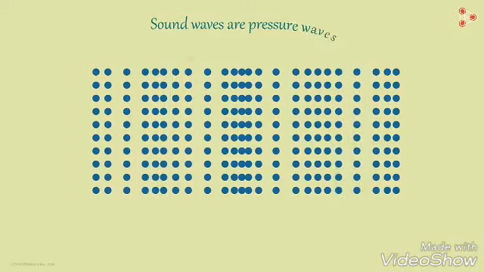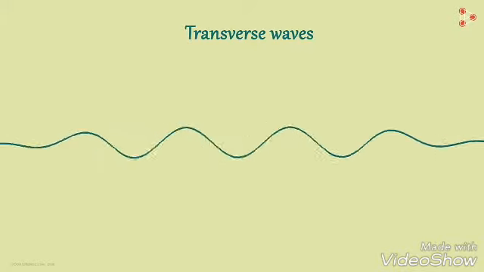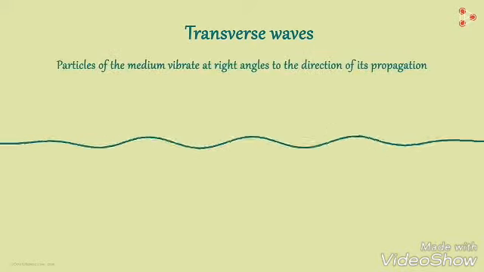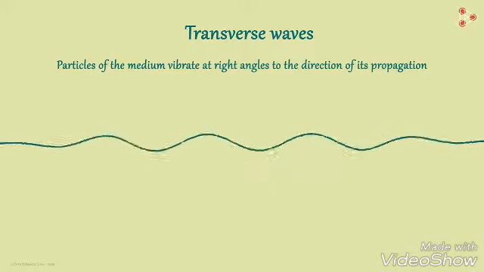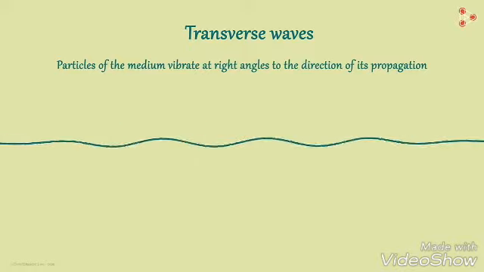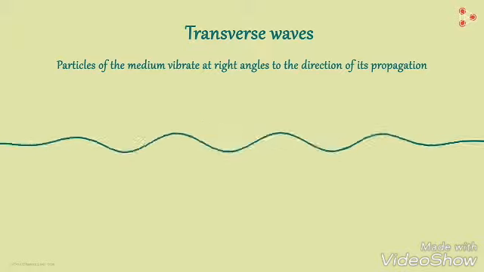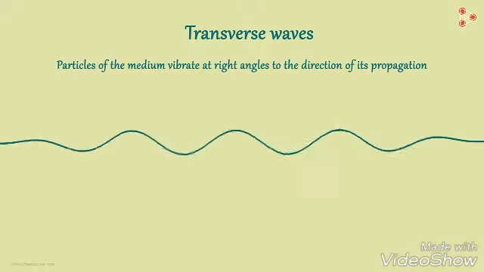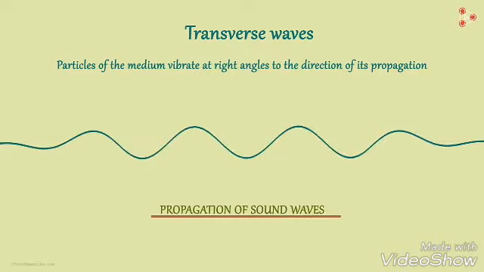And at the end, we saw what transverse waves mean. They are waves in which particles vibrate at right angles to the direction of their propagation. In the next video, we will understand more about the propagation of sound waves.